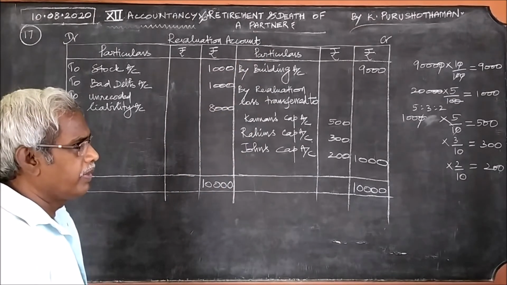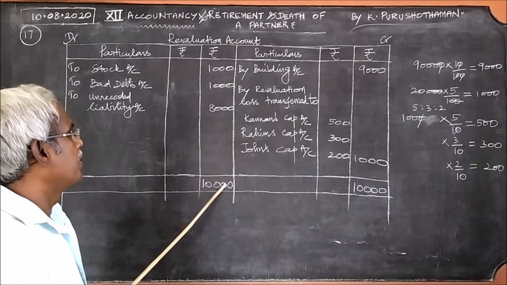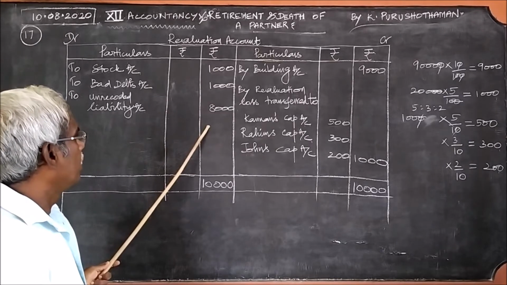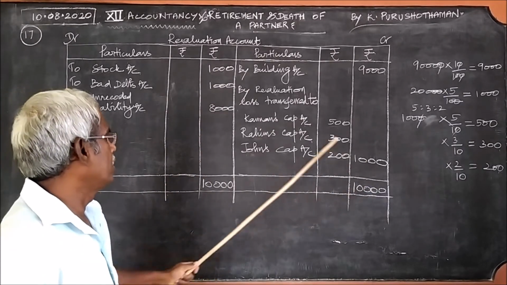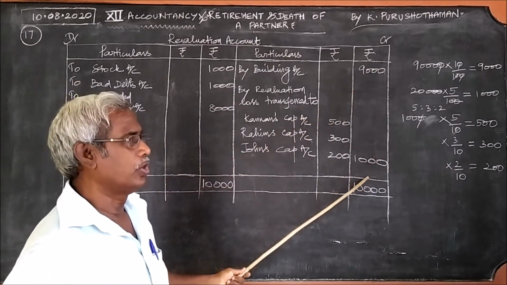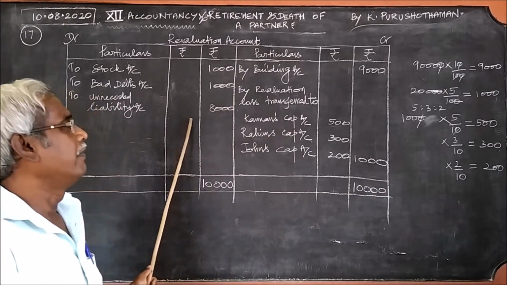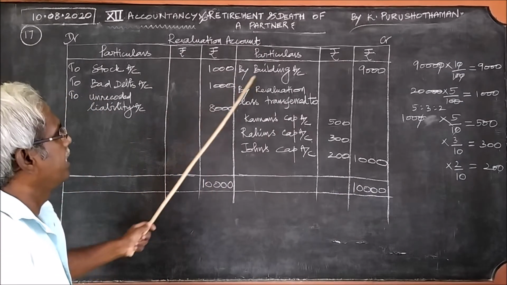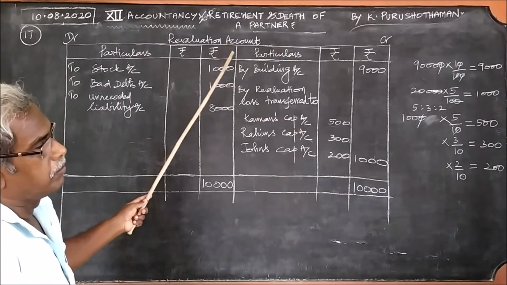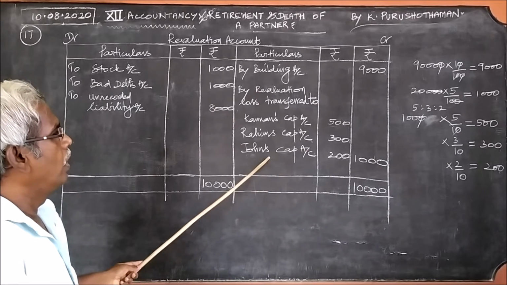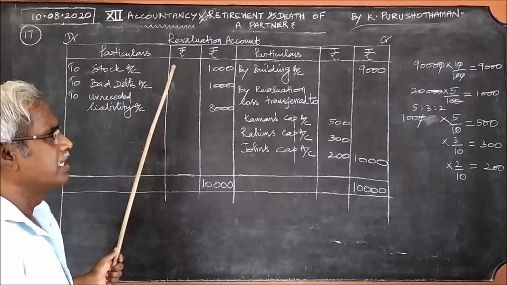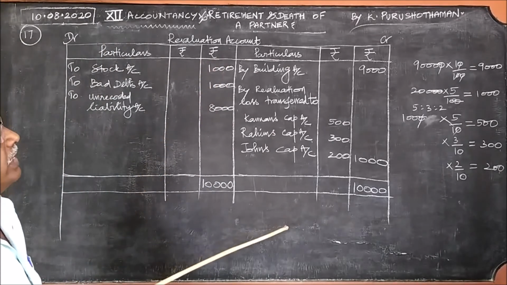So what to do? We should close the revaluation. Here the credit side is 9,000, the debit side is 10,000, so the greatest total, 10,000, is written on both sides. The balancing figure on the credit side is 1,000. In this sum you can find easily the loss is greater than the profit, and therefore the excess loss should be divided among the partners. And who are the 3 partners? Kannan, Rahim, John, and to these 3 partners the excess loss should be divided.